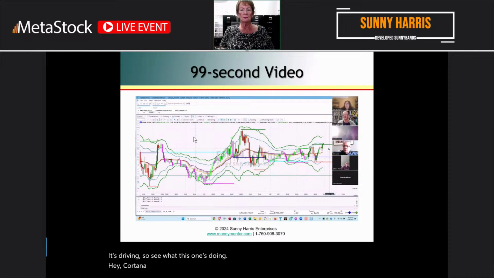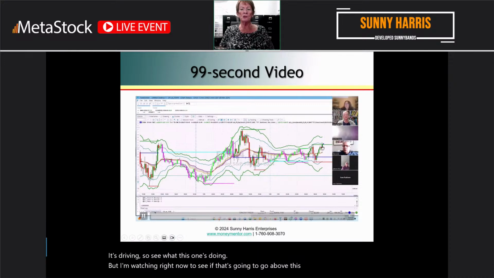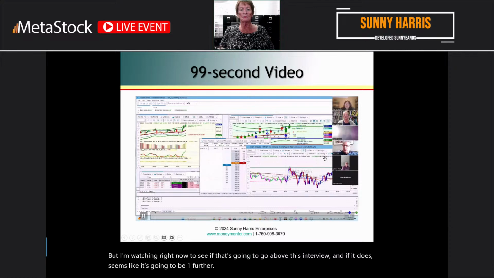What I'm watching right now is to see if that's going to go above this interband. You can see this is real time. And if it does, we're watching price right here. Looks like it's going to be going further up. Order filled. There we go.